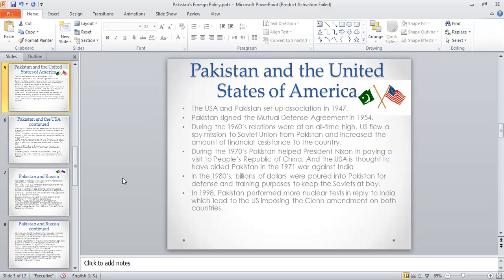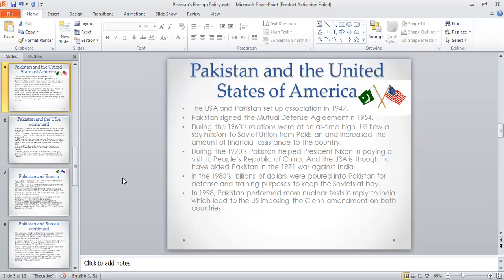Pakistan signed the Mutual Defense Agreement in 1954. Peshawar Air Station was leased to the US government for surveillance purposes as the Cold War was going on between USA and the USSR. During the 1960s, relationships were at an all-time high. US flew a spy mission to Soviet Union from Pakistan and increased the amount of financial assistance to the country.